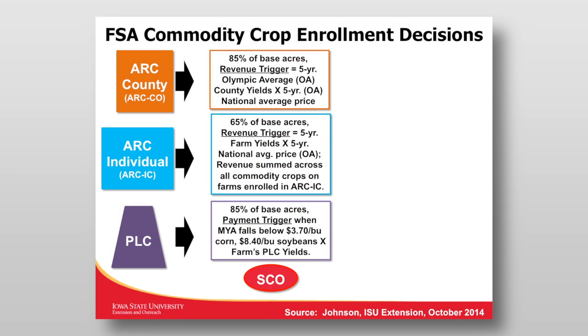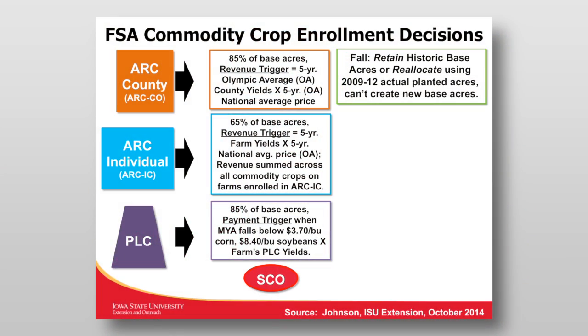But I think what a lot of people will find different is that PLC, and only PLC, can utilize a product called SCO, or Supplemental Coverage Option. It's a supplement to existing crop insurance coverage on the farm. So therefore, there is an interaction between the FSA farm programs and the crop insurance decision that a producer will be making.